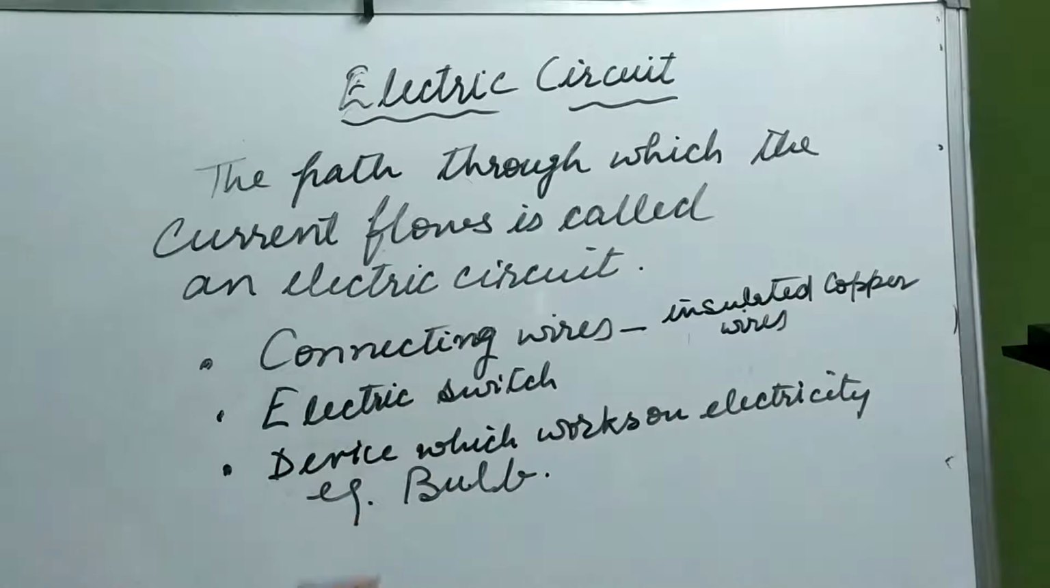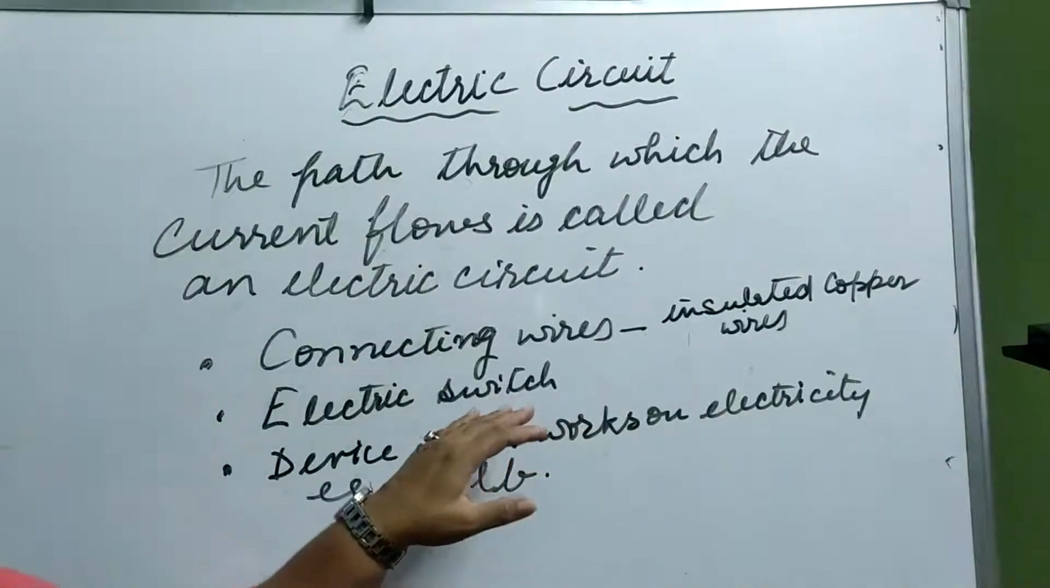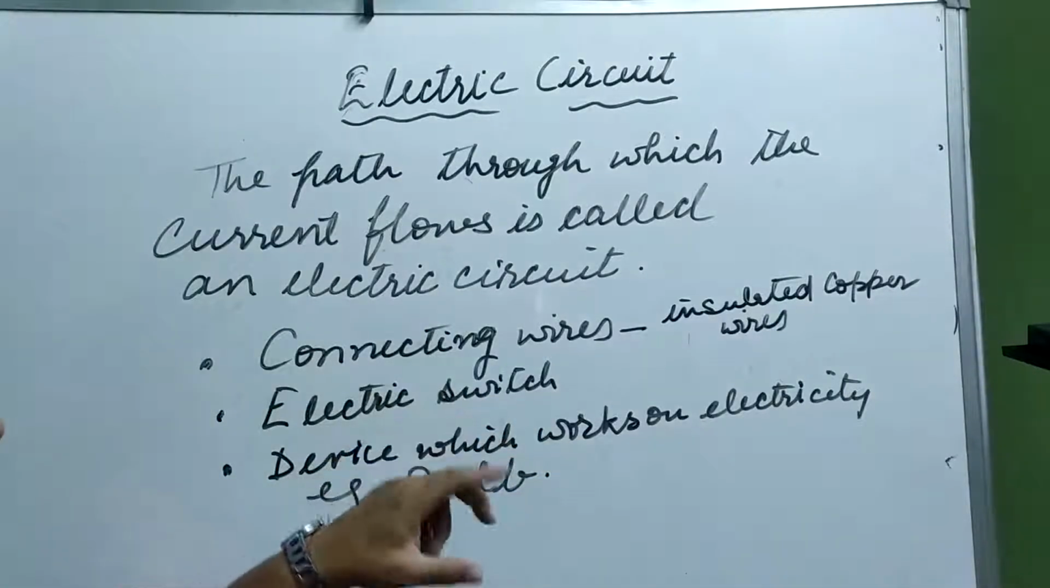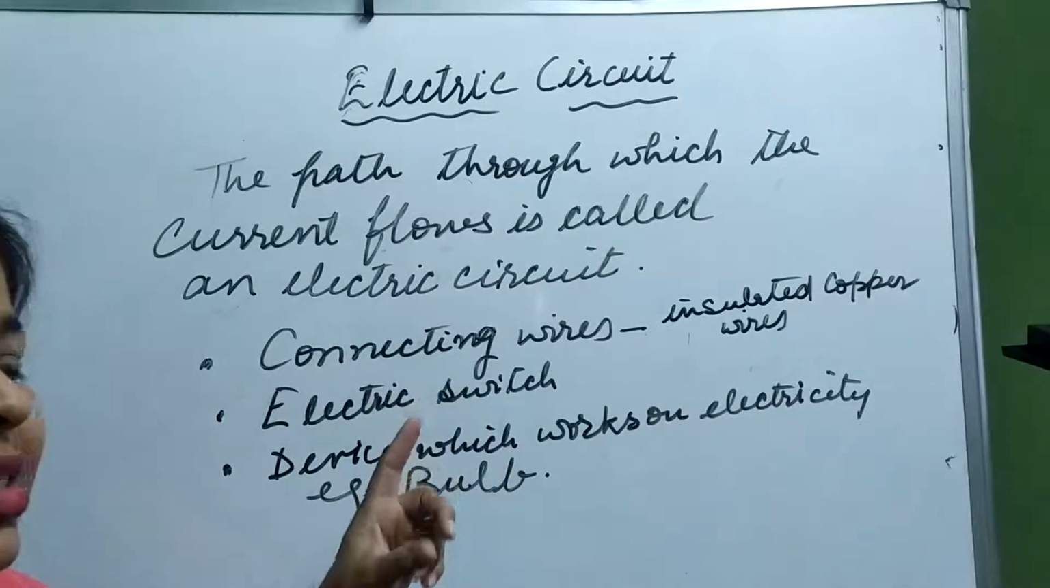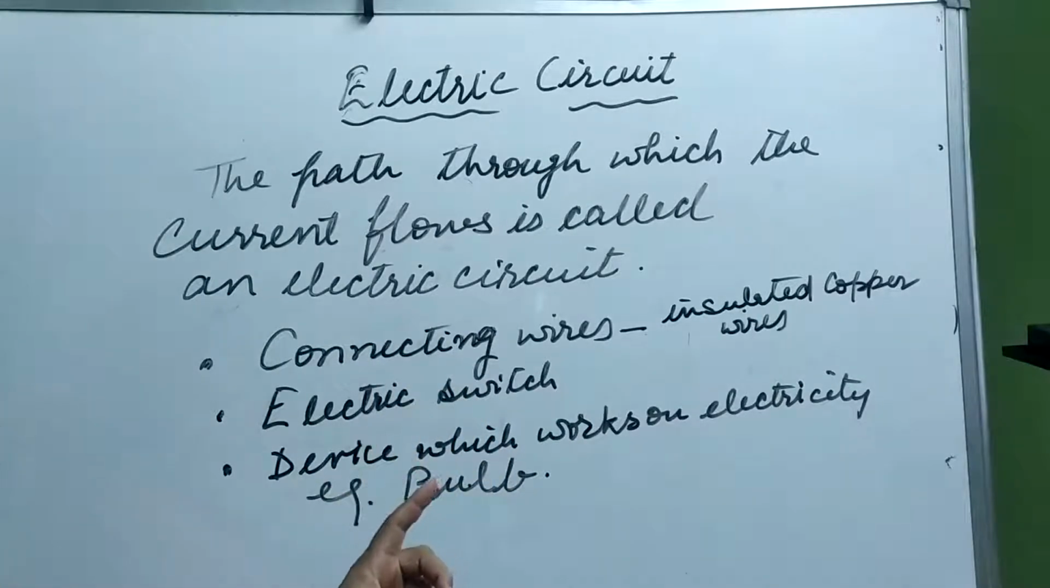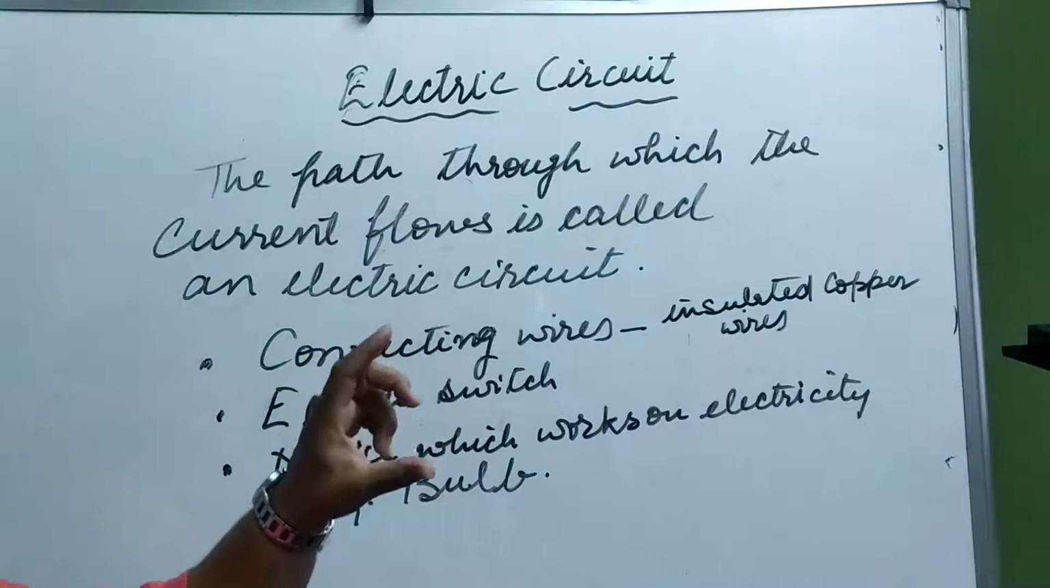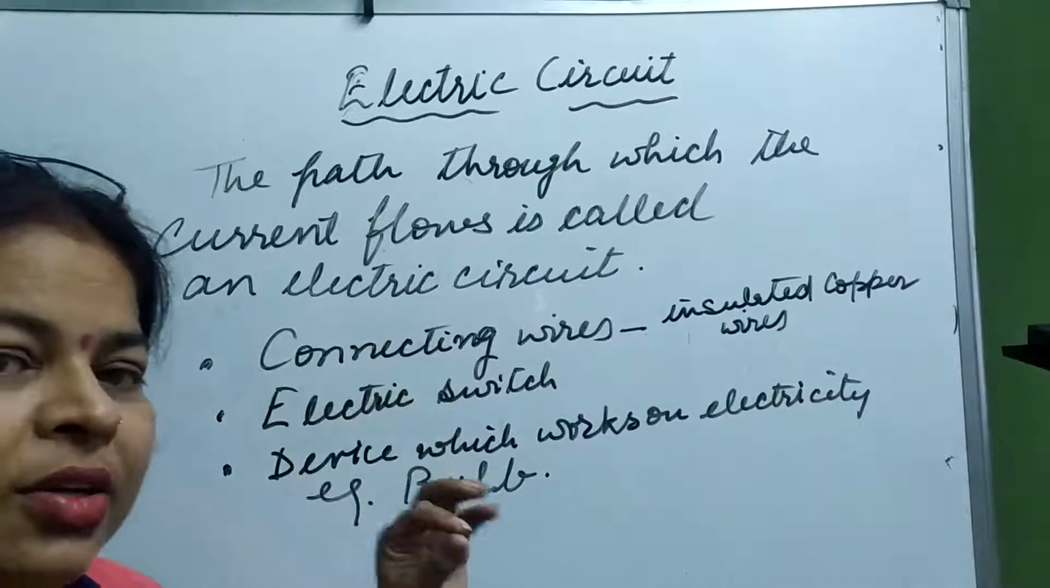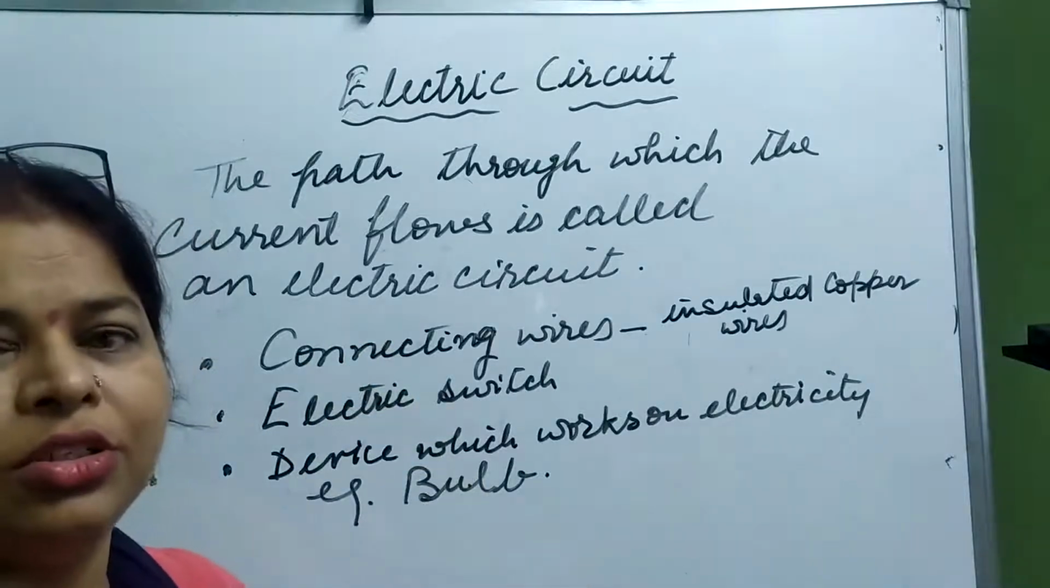Then electric switch, you know very well about the switch. What is a switch? Switch is the plastic thing you can see in the switchboard. They make the electric circuit continuous or discontinuous.